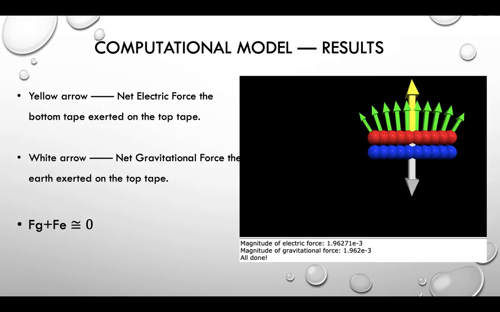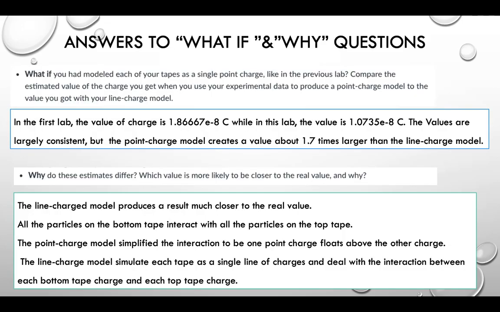This is the result of my computational model. You will find that the yellow arrow is the net electrical force the bottom tape exerted on the top tape, and the white arrow is the net gravitational force the Earth exerted on the top tape. You will find these forces added together are very, very close to 0.